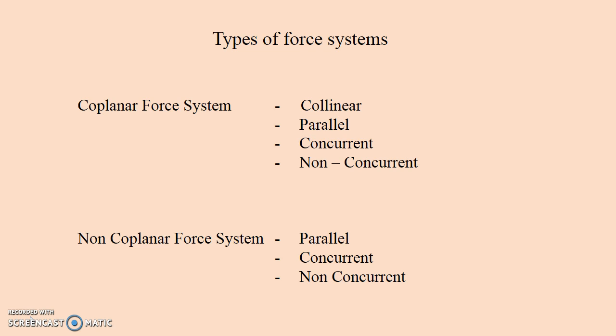A coplanar force system is of four types. It can be collinear, parallel, non-concurrent, and concurrent. A non-coplanar force system may be parallel, concurrent, and non-concurrent. Now let us discuss in detail the coplanar force systems.